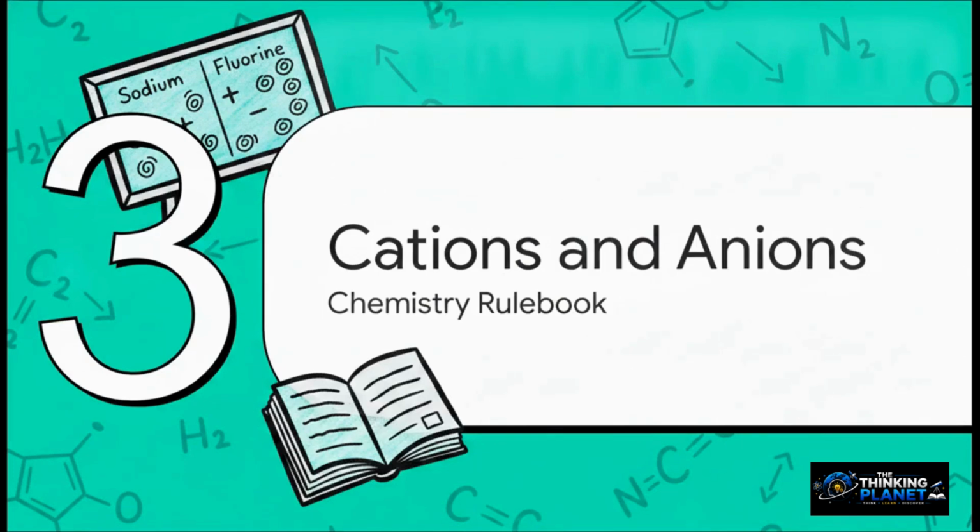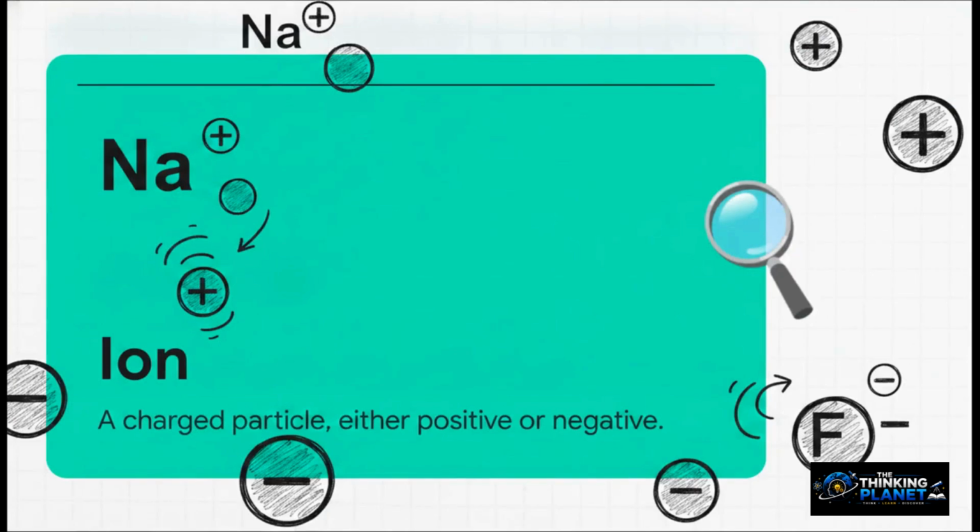Section 3. Cations, anions, and mnemonics. So, the scoreboards have permanently changed for both sodium and fluorine. They are no longer neutral atoms. This means it's time to bring out the chemistry rulebook and officially name these unbalanced atoms.